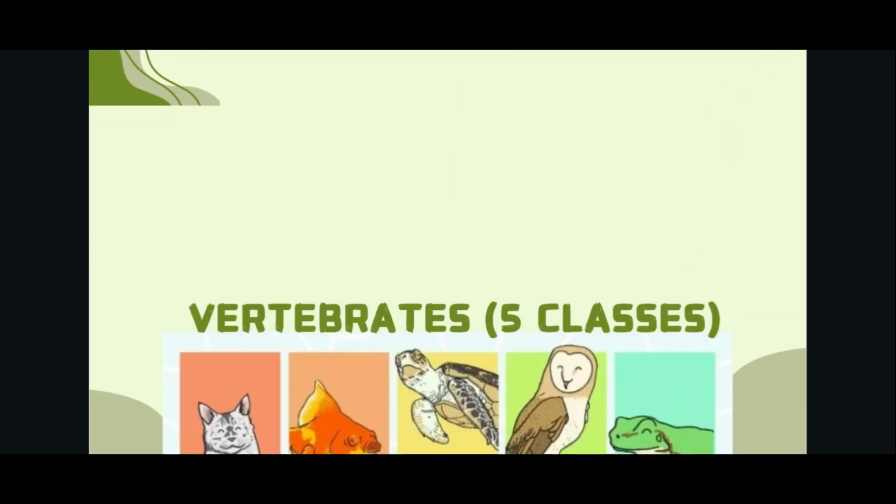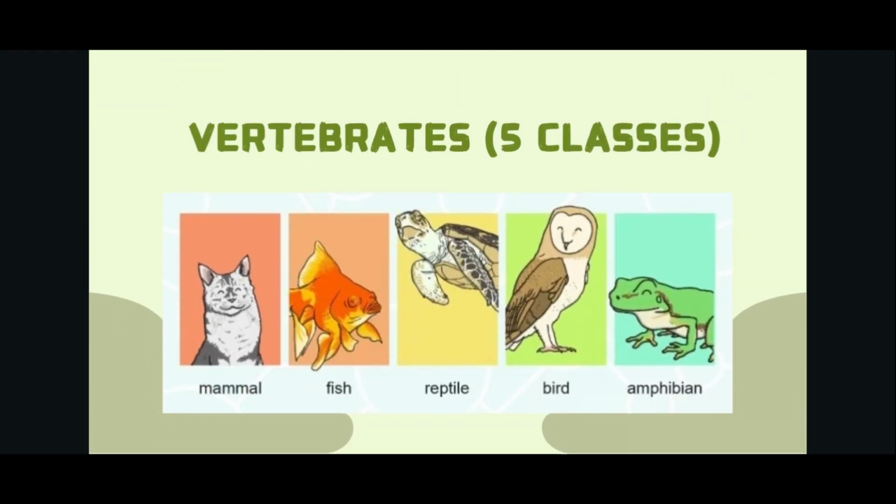Within the animal kingdom, the vertebrates, which means the animals with a backbone, are divided into 5 classes. Focusing on the external features, mammals have hair, birds have feathers, reptiles have dry scales, and amphibians have moist skin. Fish have scales and gills.